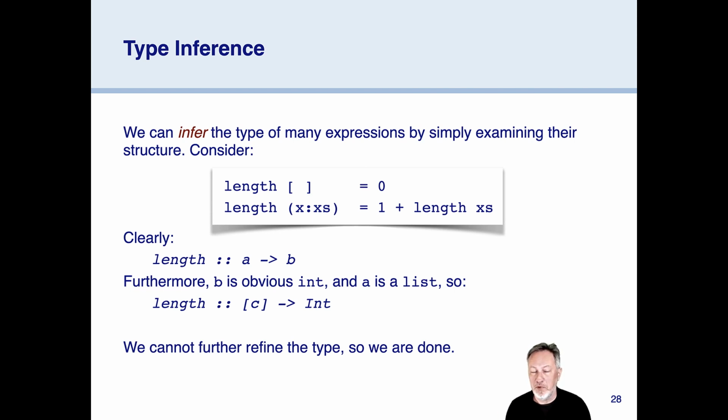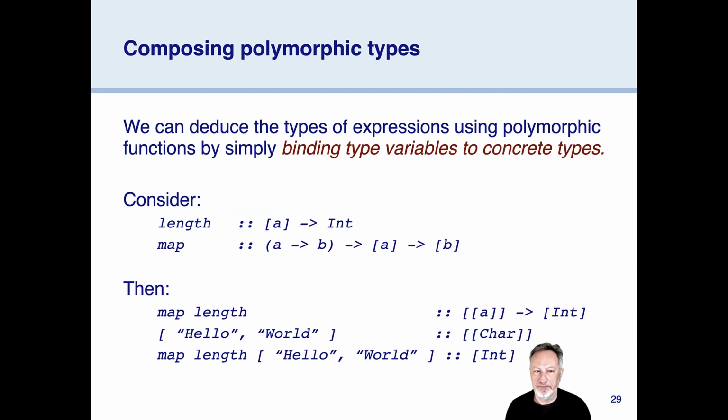This is essentially what the Hindley-Milner type inference algorithm is doing. It's using the information in the definitions of functions, looking at the structure to find out the general structure of the type, and using the implementation details in order to infer what those individual type variables can be refined to. So essentially what we're doing is binding type variables to concrete types.